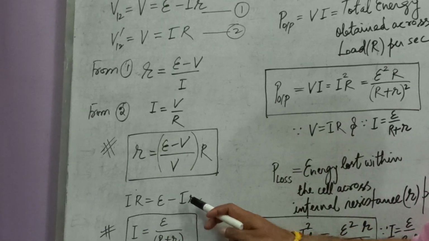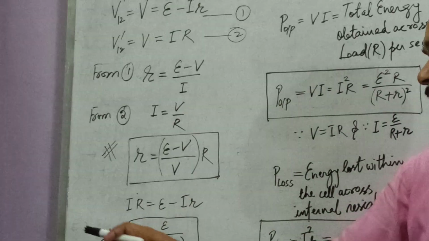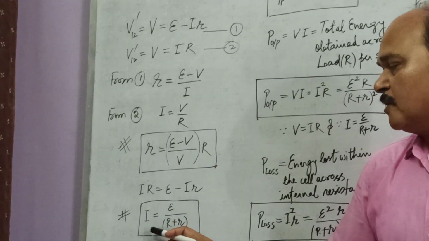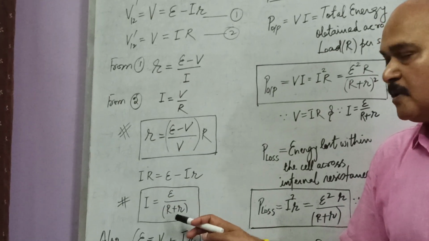Well, if we write V as IR here, then what do we get? IR is equal to E minus Ir. You change the side of Ir and take I common. We get the formula of current as E upon R plus r.